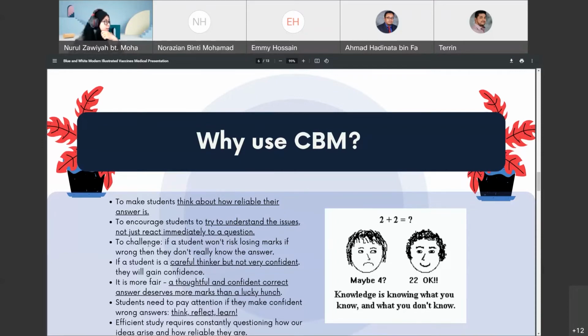Okay, the third one is to challenge. If a student won't risk losing marks if they are wrong, then they don't really know the answer. This one can be explained after this in another slide. Like when you answer a quiz, if you know it is probably wrong but you don't lose anything, you just don't get the mark, it is okay. But if you choose a wrong answer and you will be penalized for it, you will be more careful. Okay, this is human nature.